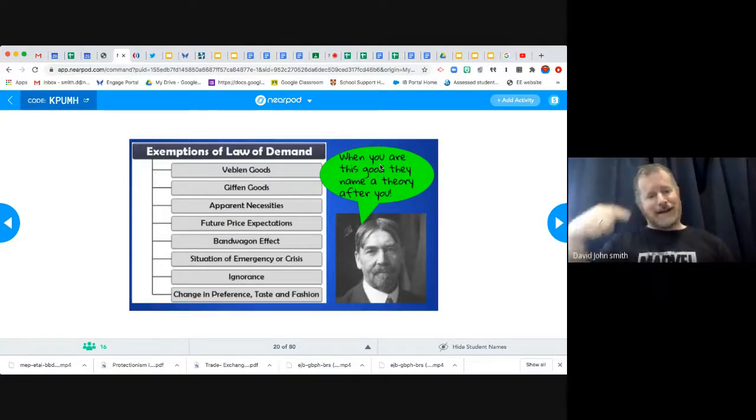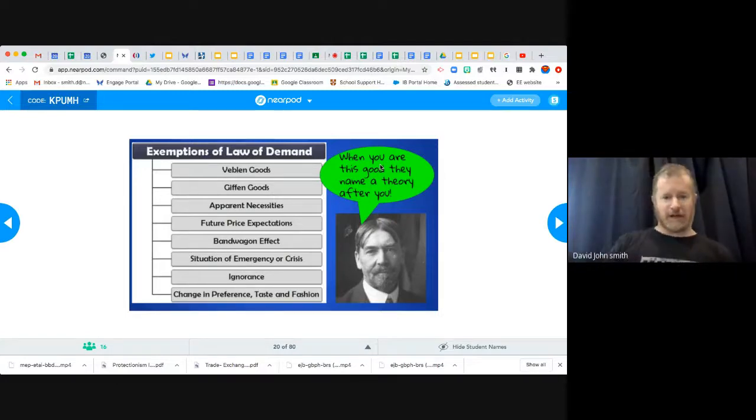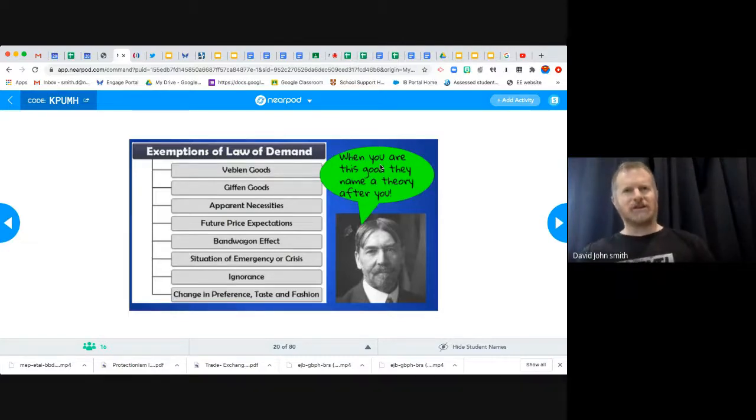Yeah? The next one that's an exception to the law of demand kind of works in the opposite direction, and they're called Giffen goods. Now, Giffen goods are a particular type of good, and we're going to come across them again a little bit later on, but this is just to set the stage. A Giffen good is what's called an inferior good. So what do you think an inferior good might be like? How would you explain a good that you might consider to be inferior?